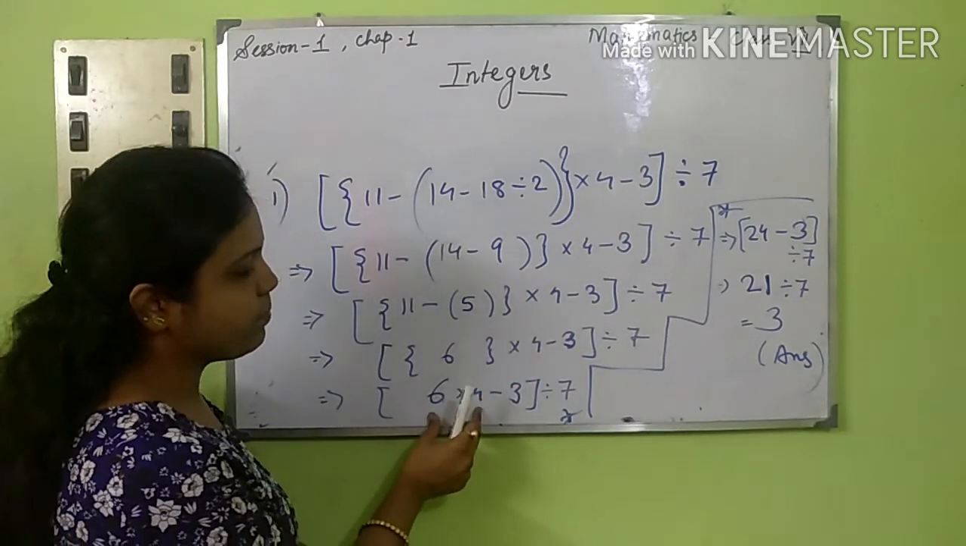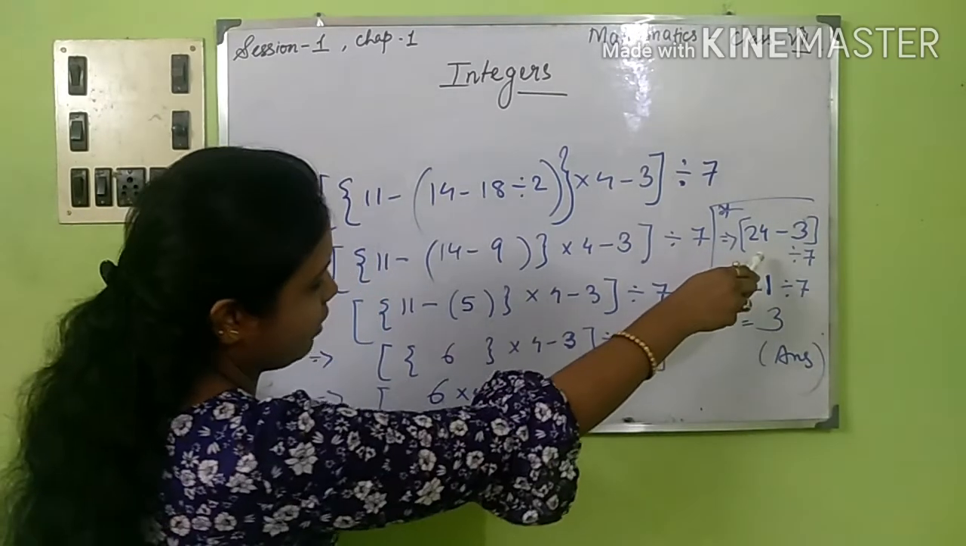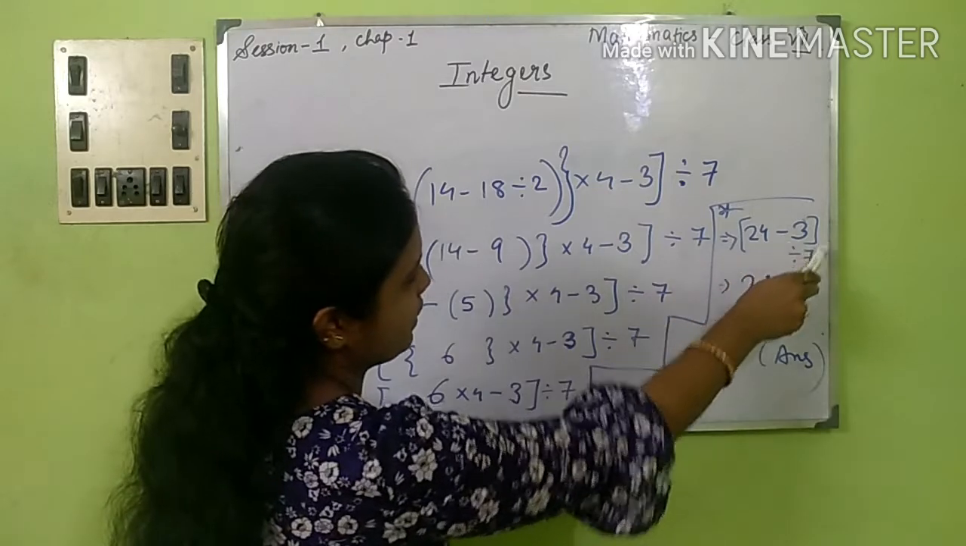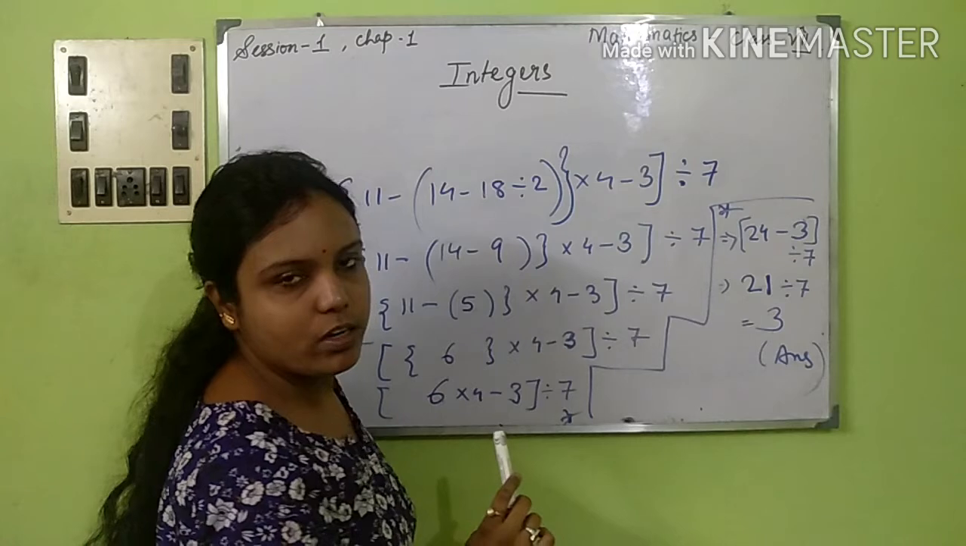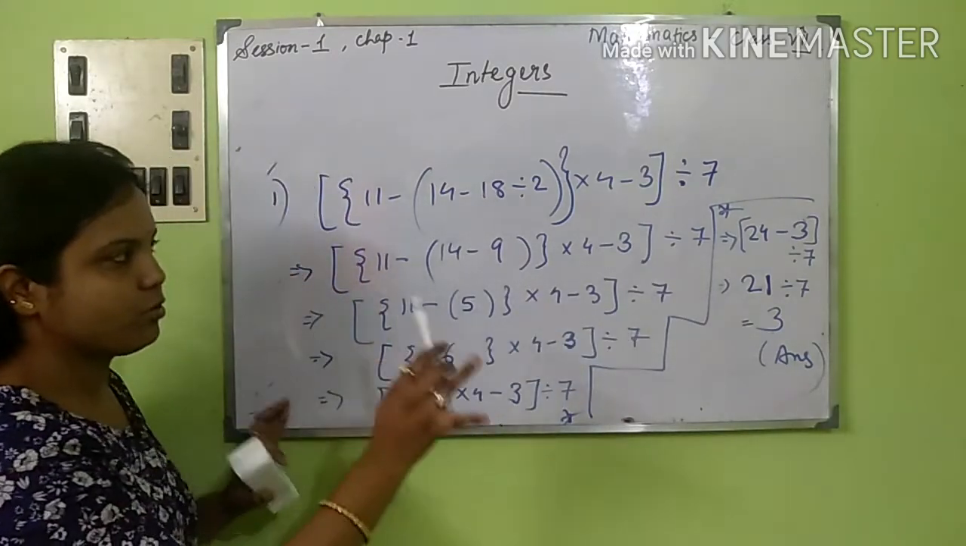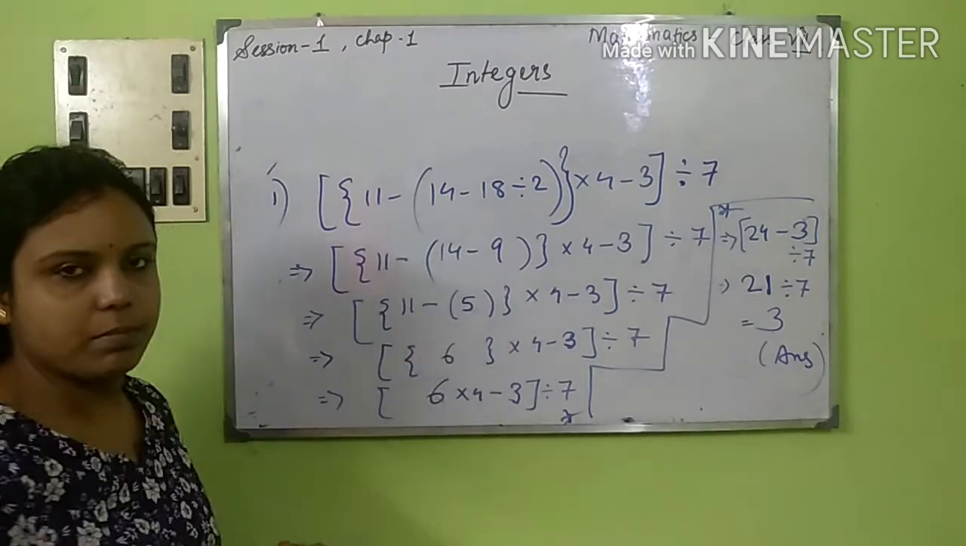Now as you know, multiplication will be done first. 6 into 4 is 24. I have written here after that 24 minus 3 divide 7. So 24 minus 3 is 21, divide 7 is 3. 21 divided by 7 is 3. So this is how you are going to work it out. You can see how the change of sign is taking place.